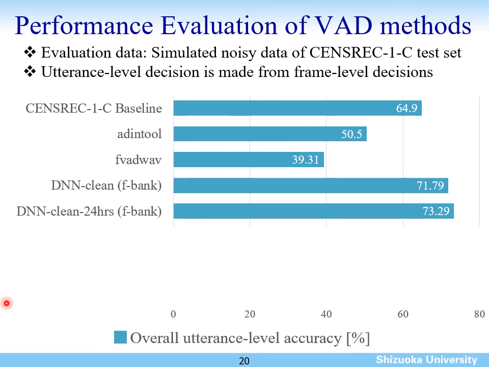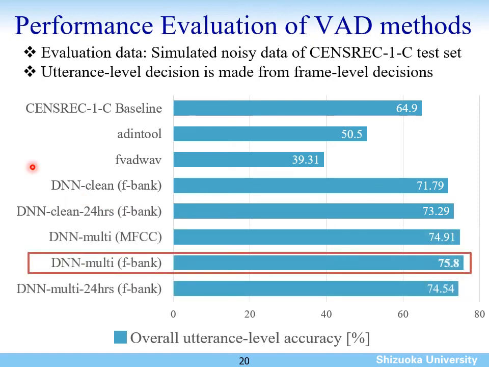Then we compare the performances of DNN VADs for clean training data. Between two DNN methods, increasing clean data increases overall performance since it works well on clean data and noisy data with high SNR values. Now, if we look at the performance of the other three methods, we notice that between DNN multi-MFCC and DNN multi-FBank, using FBank features helps the DNN to perform better.